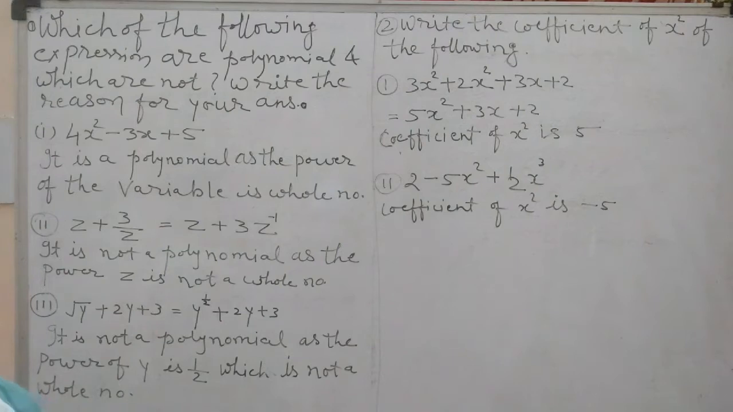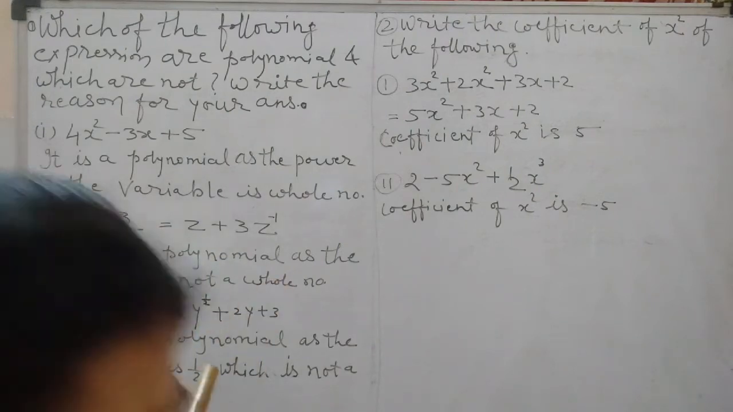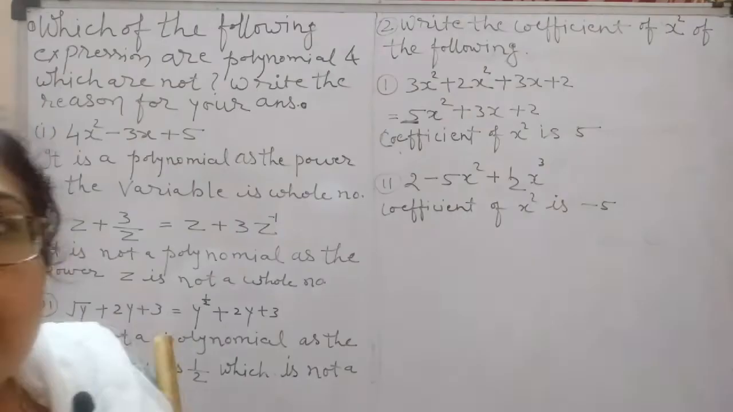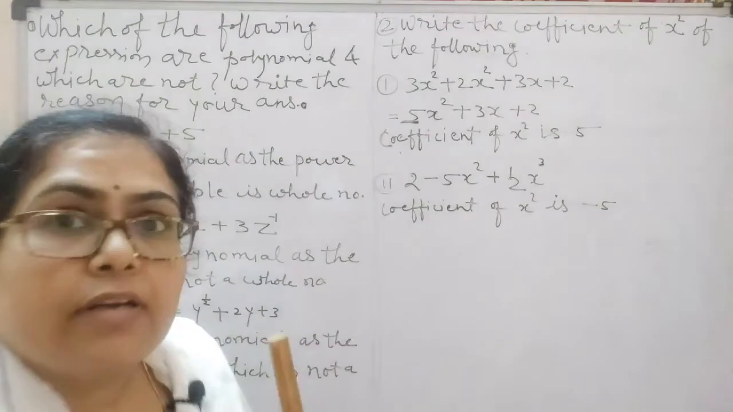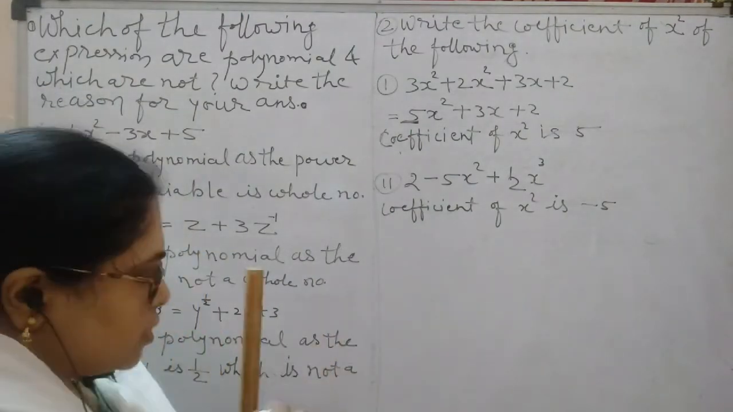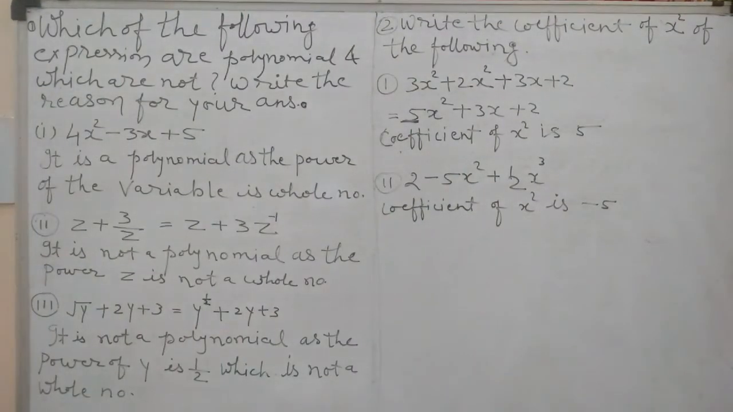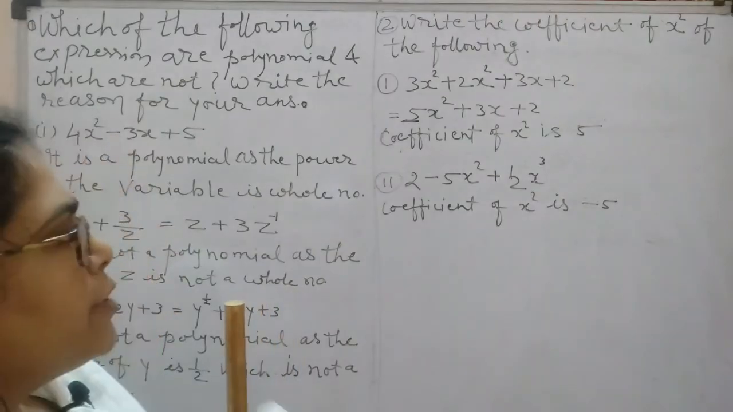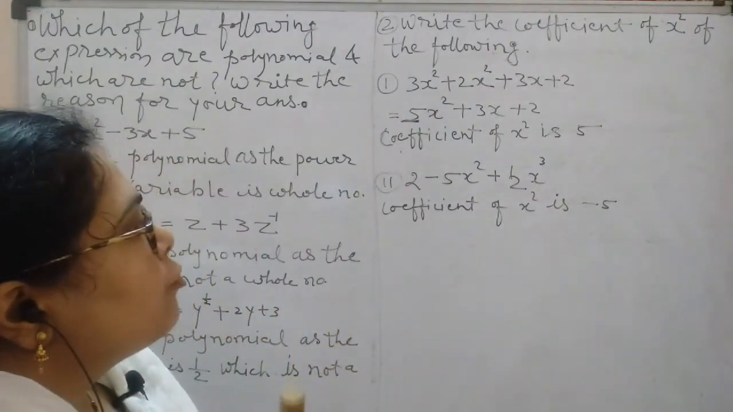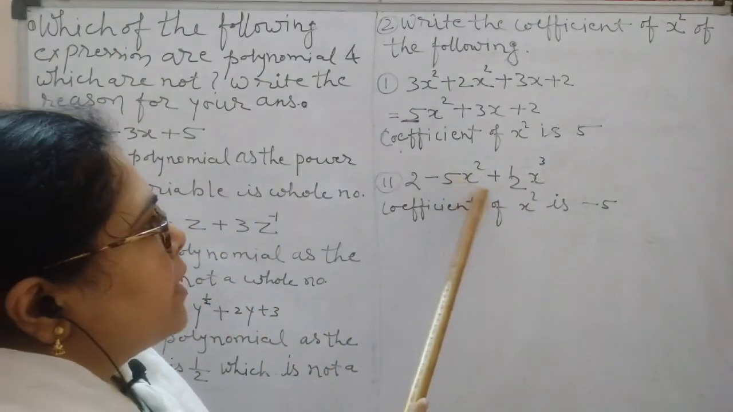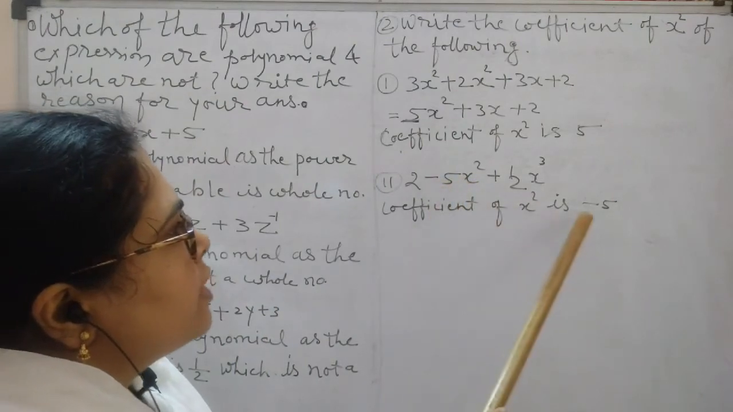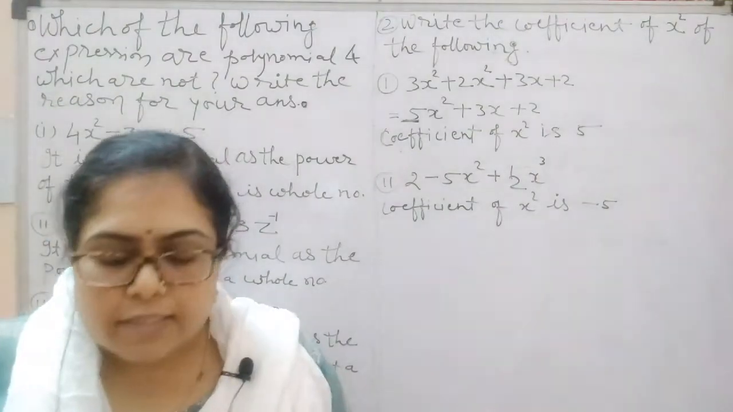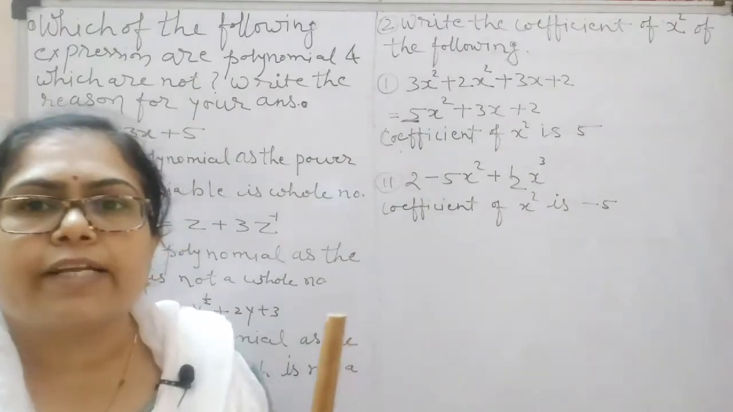See here, this is the remaining part of x square, and it is 5. Now the second question is 2 minus 5x square plus 1 by 2 x cube. The coefficient of x square means the remaining part of x square. The remaining part of x square is minus 5. So the coefficient of x square is minus 5.